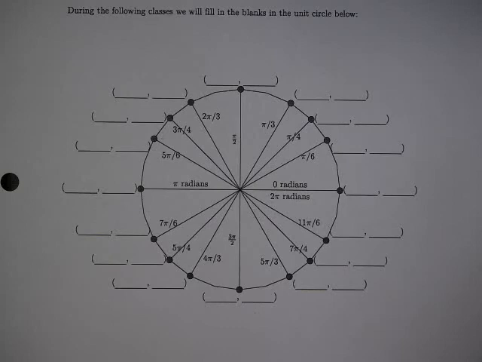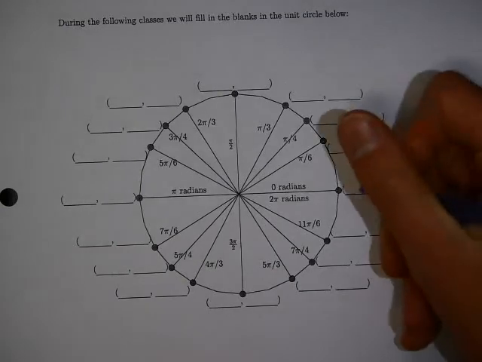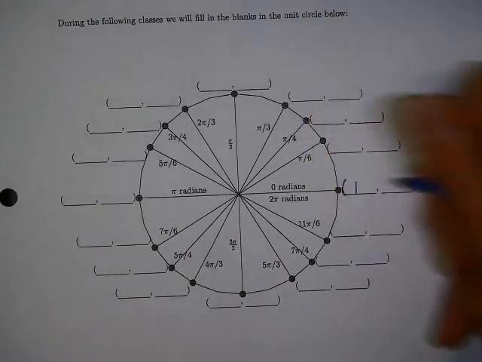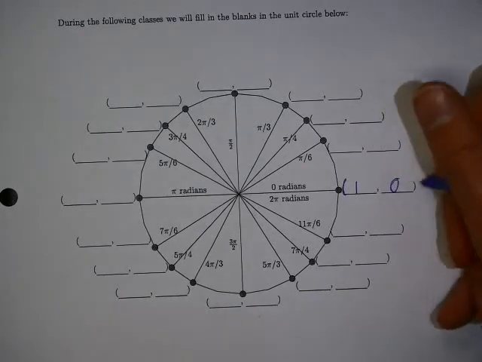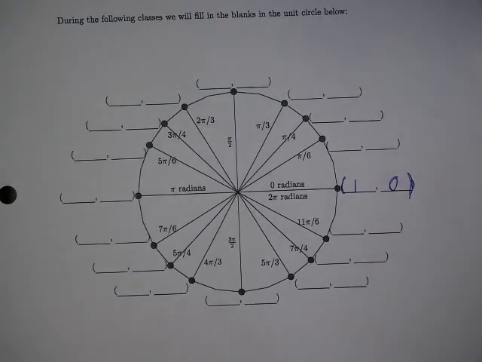So that tells you that cosine of 0 is 1. It also tells you that cosine of 2 pi is 1. It tells you that sine of 0 is 0. It also tells you that the sine of 2 pi is 0.